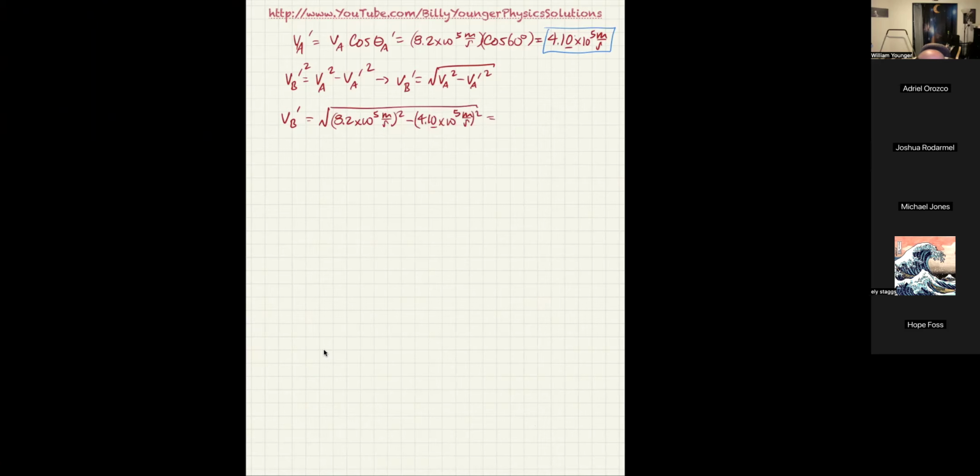And that is going to give me 8.2 times 10 to the fifth squared minus 4.1 times 10 to the fifth squared. That gives me 5.043 times 10 to the 11th, meters squared per second squared. And now I'm going to take the square root of that. And that gives me 7.1 times 10 to the fifth.